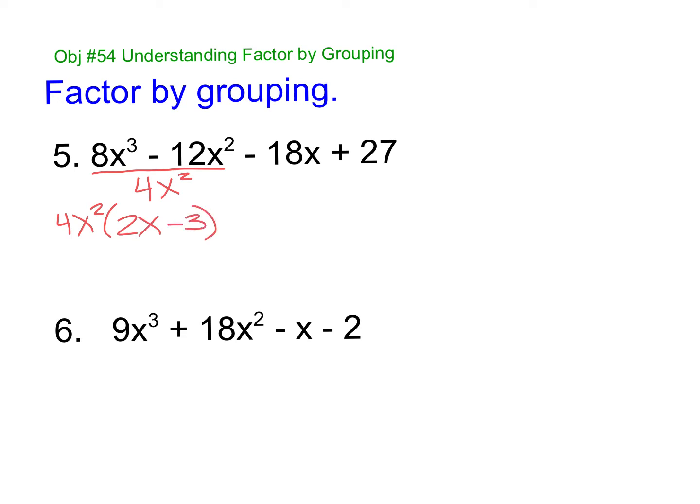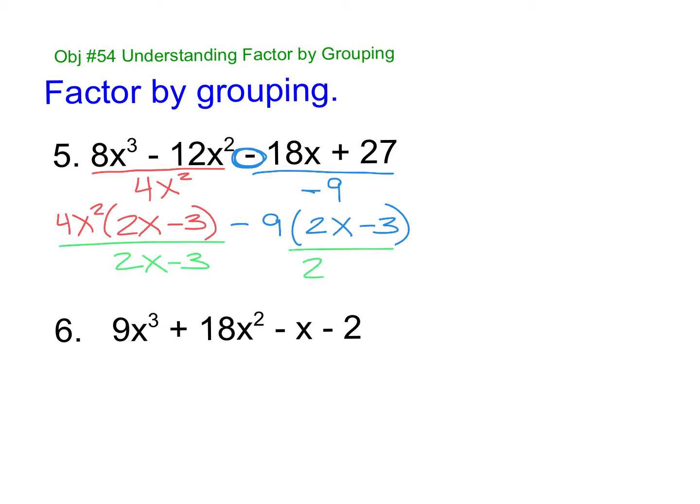The GCF for the second two, 18 and 27, is 9. But remember, anytime this is negative, our GCF is negative. So it's going to be minus 9, and then 18 divided by 9 is 2. And then 27 divided by negative 9 is minus 3. And that's helpful because now we have 2x minus 3, 2x minus 3. If one of them was, say, a plus, this wouldn't work. They have to be exactly the same. Divide out the 2x minus 3's. Those cancel. So I get 2x minus 3.